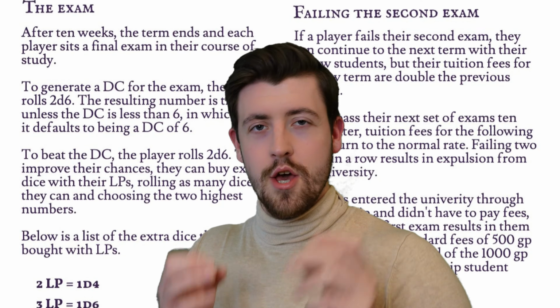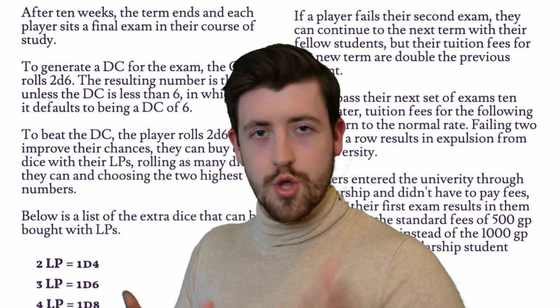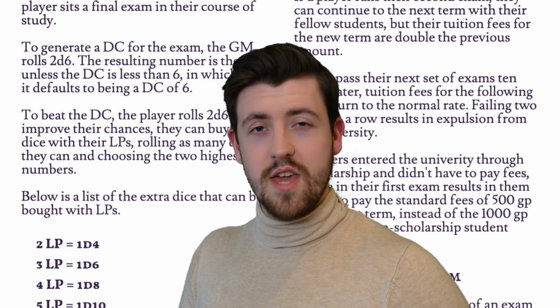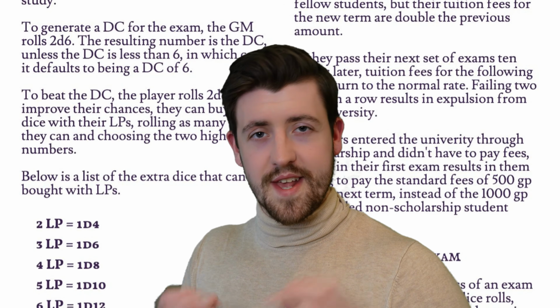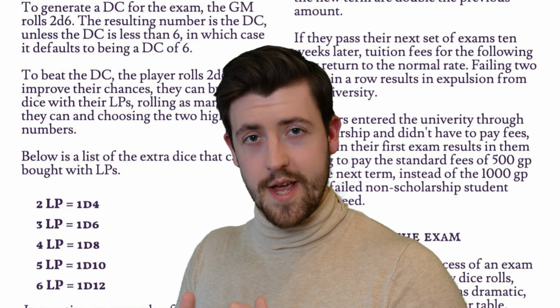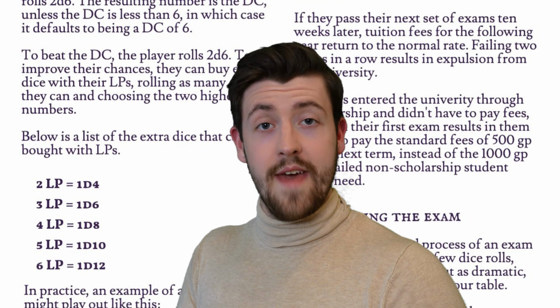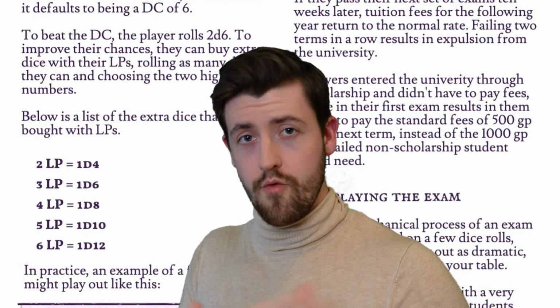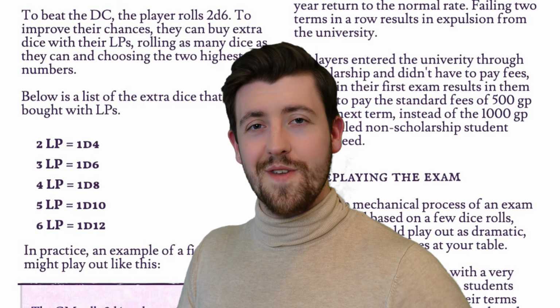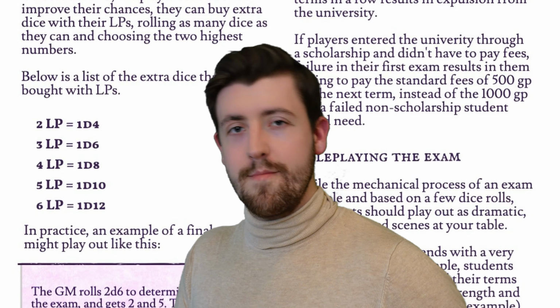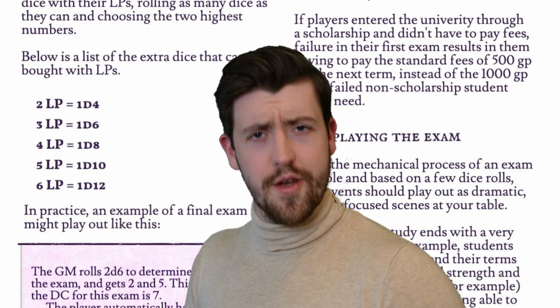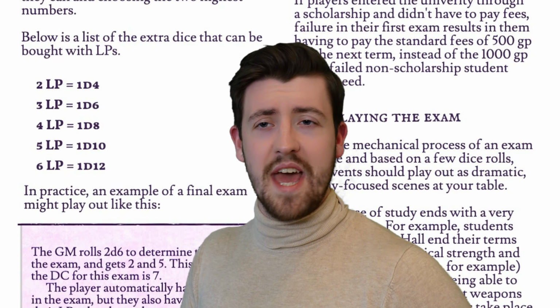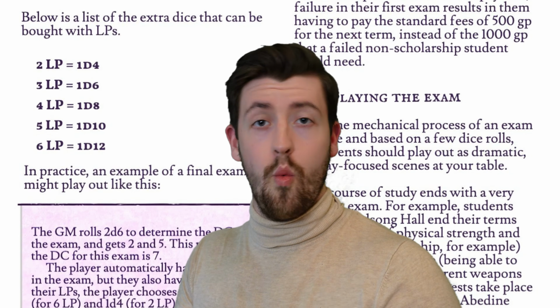It's exam day. You're the dungeon master, so you roll 2d6. To generate the DC, you get a 4 and a 3, and so the exam DC is 7 for this particular player. The player sits down and they have their 2d6, which they're going to roll as well, but they've also got, let's say, 8 learning points built up across the course of the term.